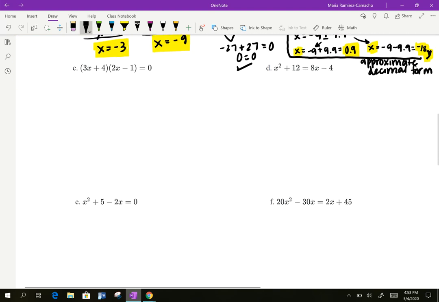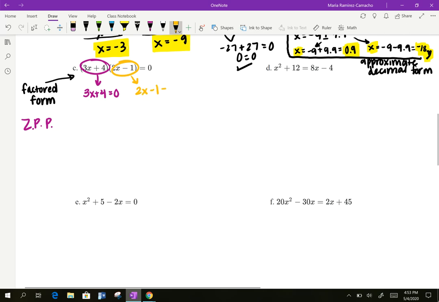Okay, part C. Part C is in factored form. If you have something that is in factored form, meaning that it's written as a product, something times something else, in this case, the length times the width of a generic rectangle, then we can just go ahead and use the zero product property. It's set up for that. Take 3x plus 4 and set it equal to 0. Take 2x minus 1, set that equal to 0, and solve for x.